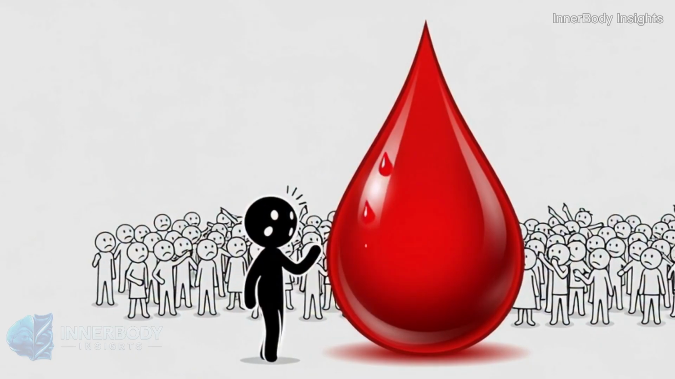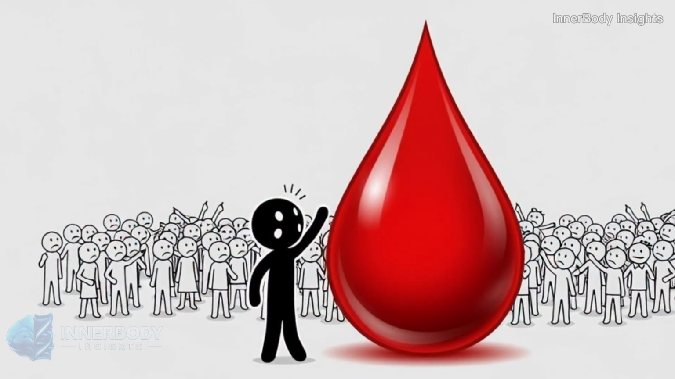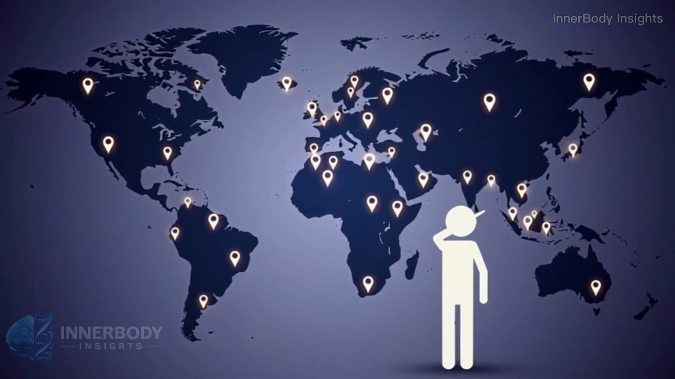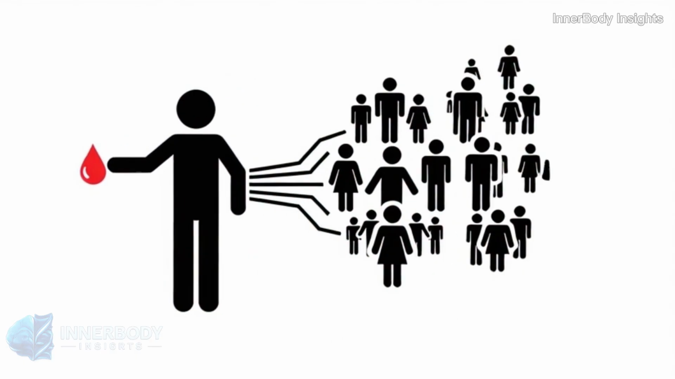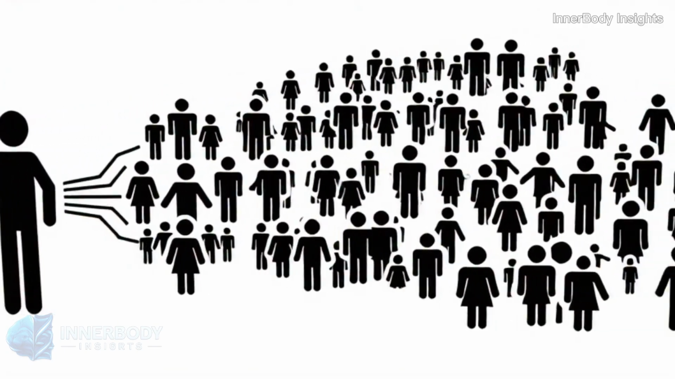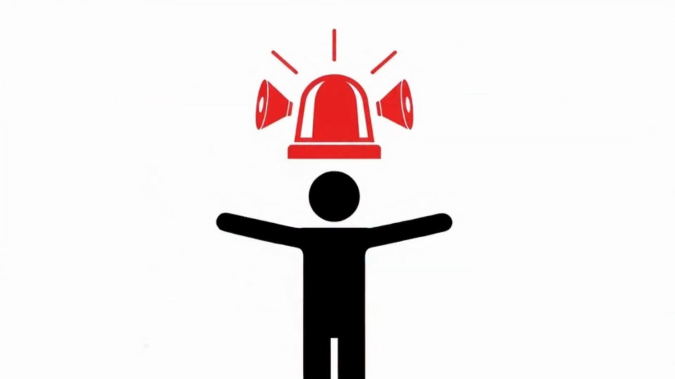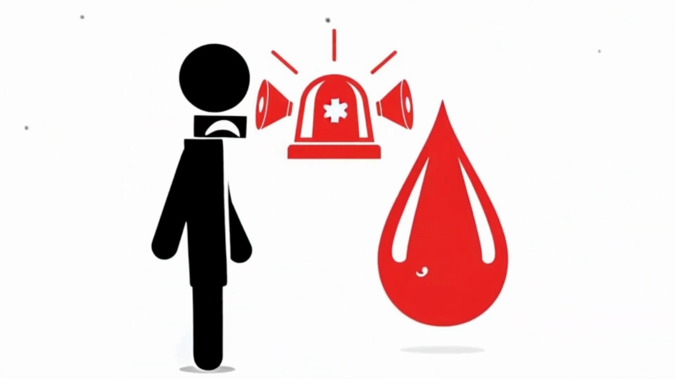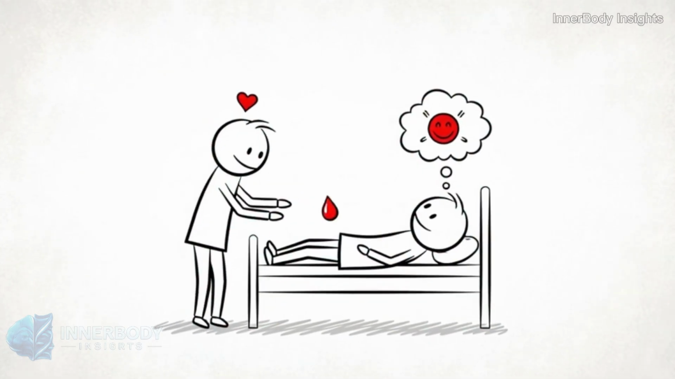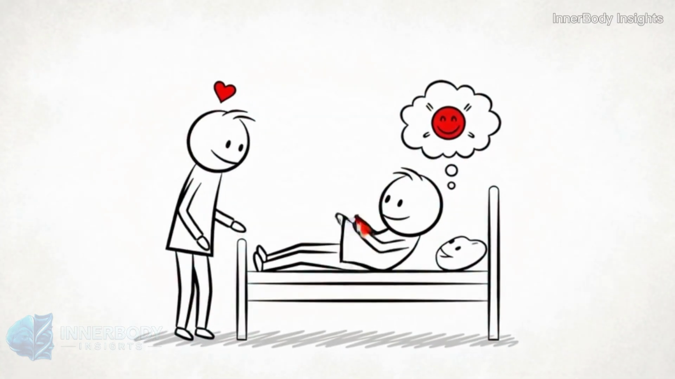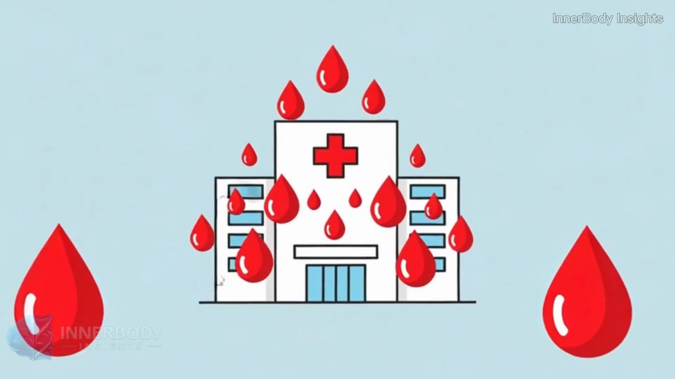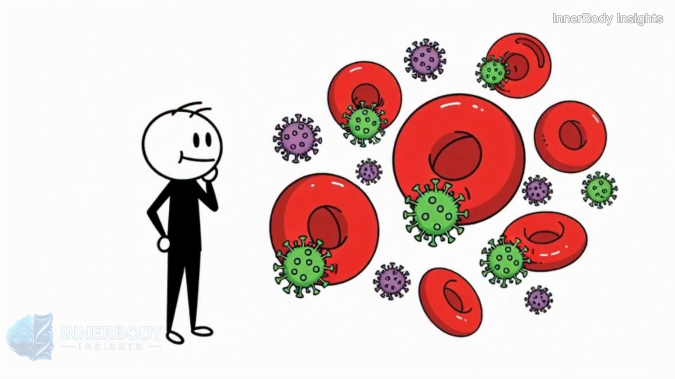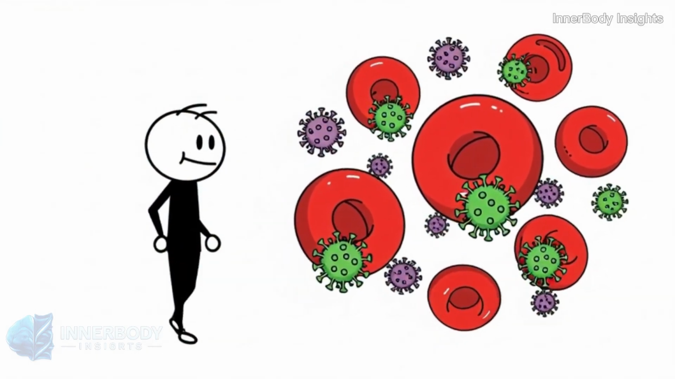From an evolutionary view, type O offered protection. The absence of A and B antigens reduced some infections. Malaria parasites struggle to clump red blood cells in type O. This lowers severe complications. Early hunter-gatherers benefited from this. They faced constant exposure to pathogens. Type O blood also shows strong inflammatory responses. This helped fight infections quickly. Fast immune reactions mattered in harsh environments.